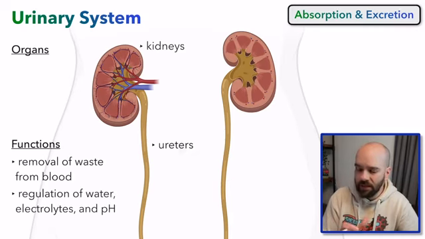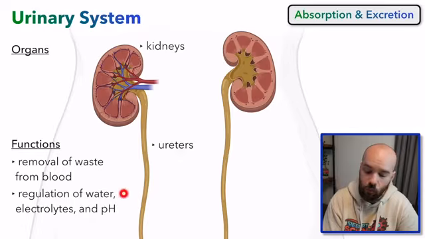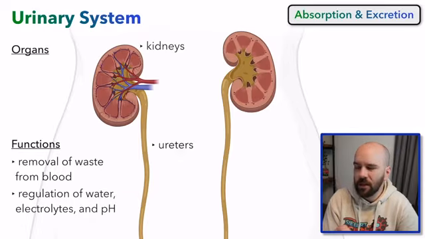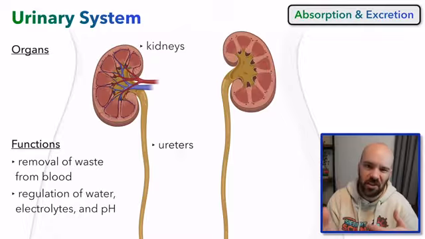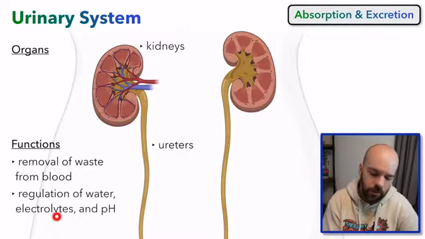And the purpose of this whole process of filtering the blood is to regulate several things. One, we're going to regulate the amount of water in our blood. That's going to help regulate our blood pressure as well. We're going to be regulating the amount of electrolytes. So we don't want our blood to have too much electrolytes. Electrolytes are just salts that are dissolved in our blood. So we don't have too much or too little of those.